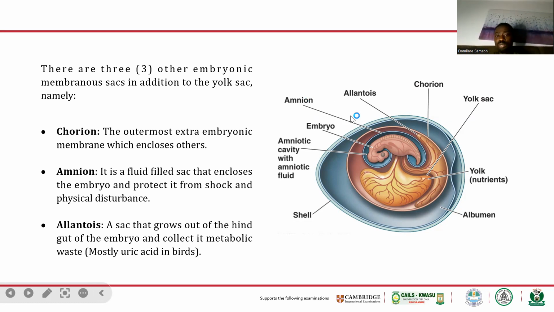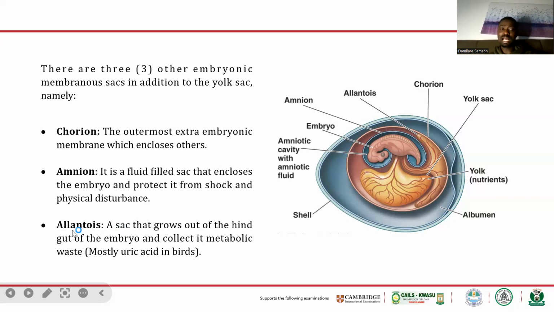So the next one is the amnion. As you can see in this diagram, the amnion is a fluid-filled sac that encloses the embryo. As you can see, it has fluid inside, so that the embryo will not go through shock and physical disturbance. So it is a fluid-filled sac that encloses the embryo and protects it from shock and physical disturbance. That is the amnion. Please take note of that. Remember chorion, remember amnion.